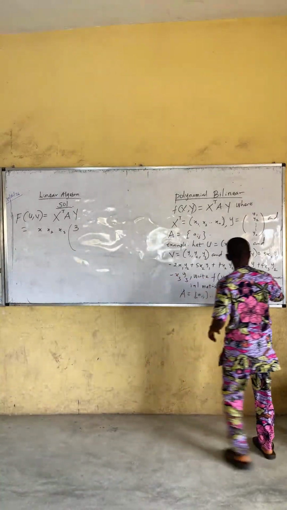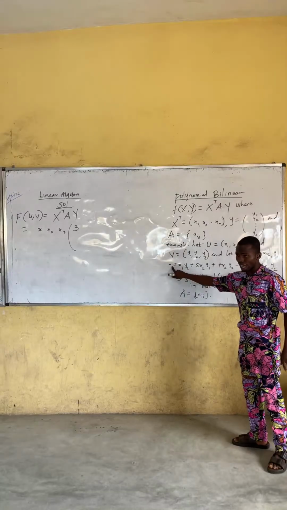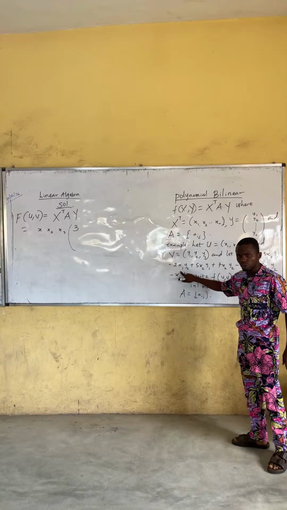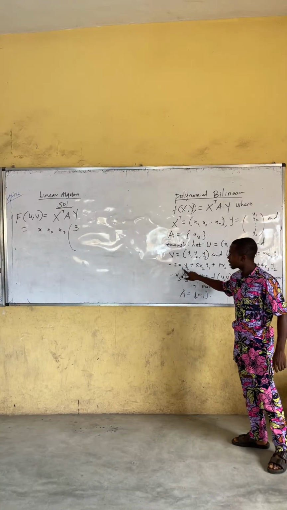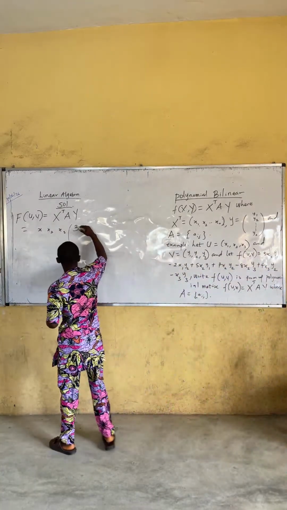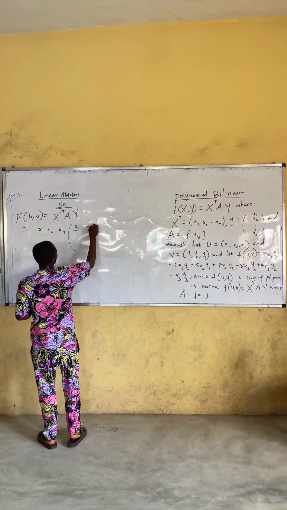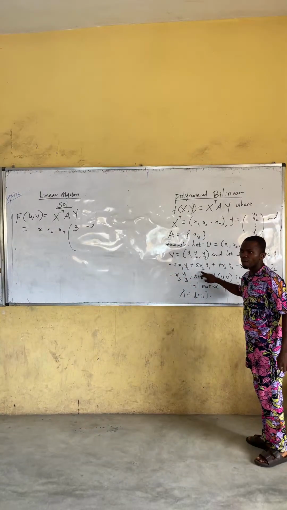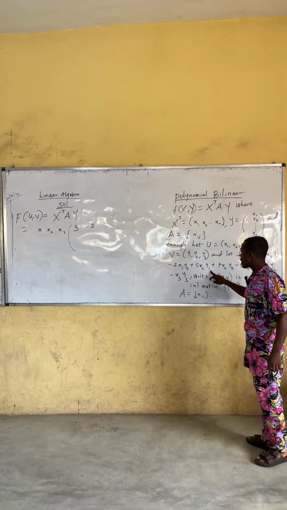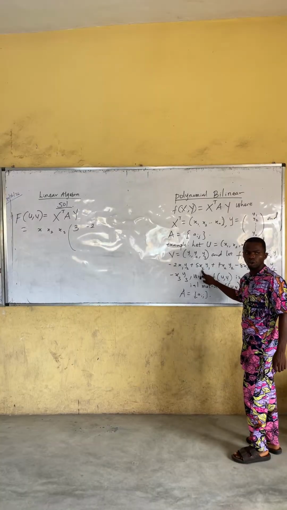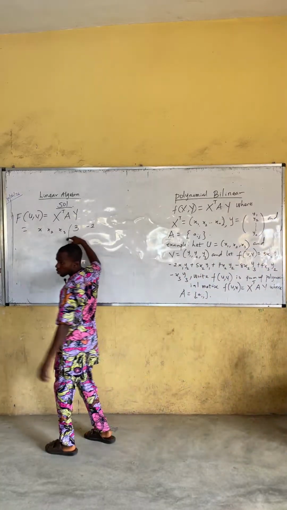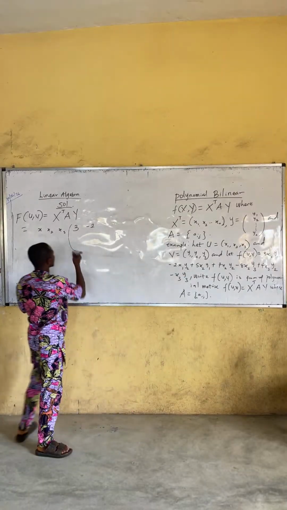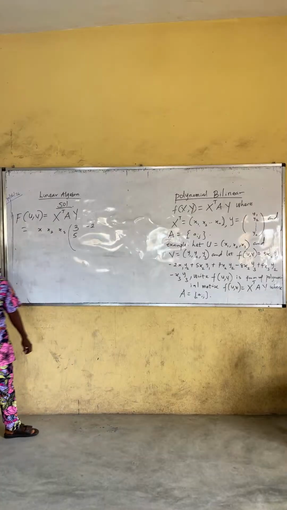Now for minus 2x1, y2, it means first row, second column, minus 2, here. Then move to the next one, plus 5x2, y1. That is second row, first column, and the number there is 5. You write it here. Hope you are following.